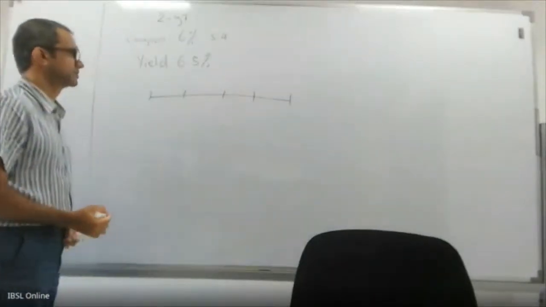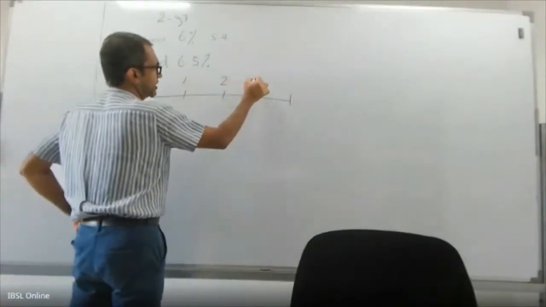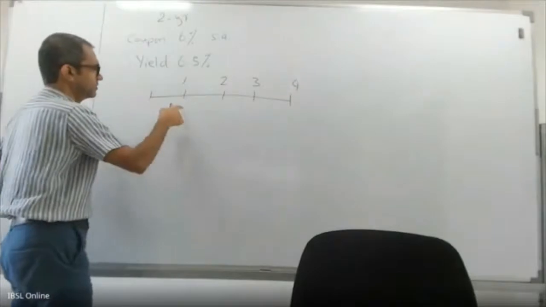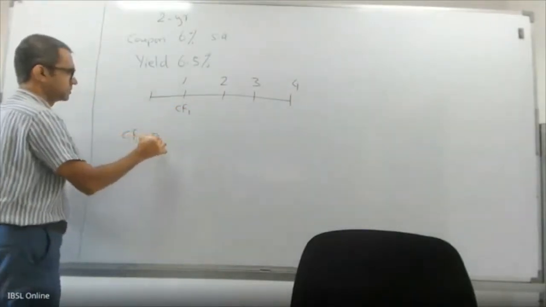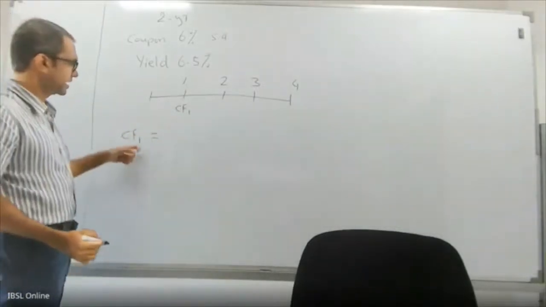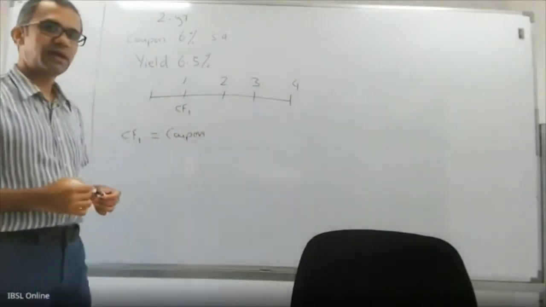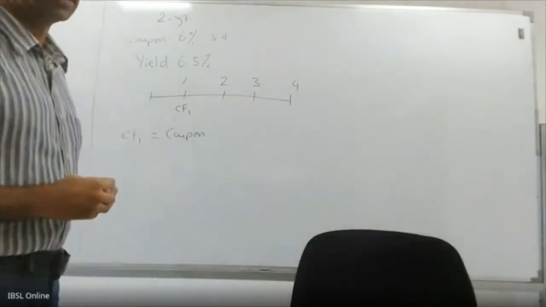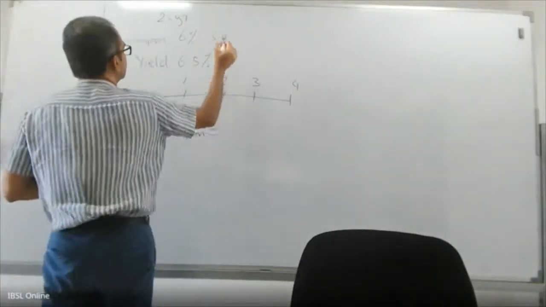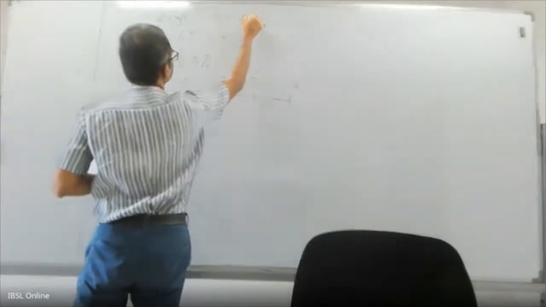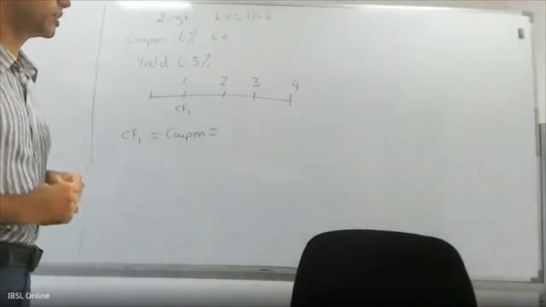What are those? We can put the times as 1, 2, 3, 4. What is the amount? What is the cash flow? The first cash flow is the coupon at the end of the first 6 months. What is the coupon amount that you receive? Face value is 1000. What is the coupon amount? How do you calculate the coupon amount?